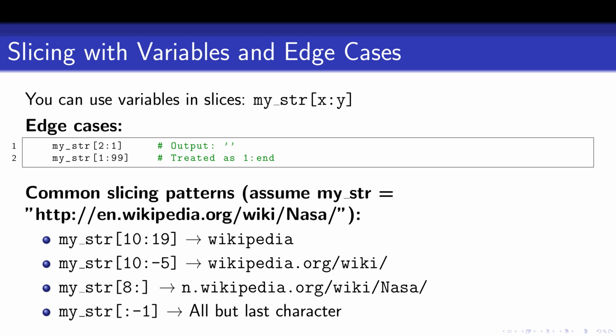The slide also presents useful patterns for slicing structured strings like URLs. By combining absolute and negative indices or omitting one end of the slice, you can quickly isolate key segments of a URL for processing, validation, or display.